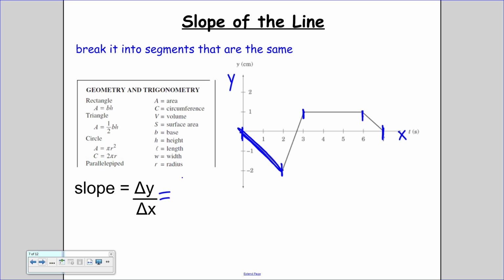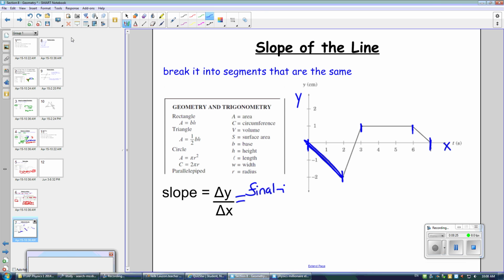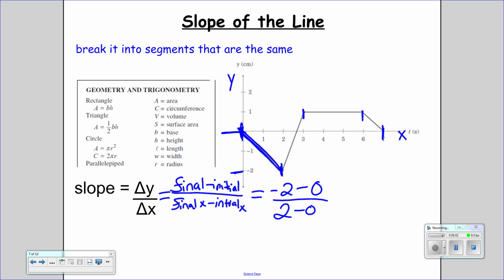Now change is final minus initial. All right, so final y minus initial y divided by change in x. So final x minus initial x. So for 0 to 2, it finally ends at -2. It started at 0. Okay, 0, -2. X ended at 2 and started at 0. So that becomes -2 over 2. So the slope of my line is equal to -1.